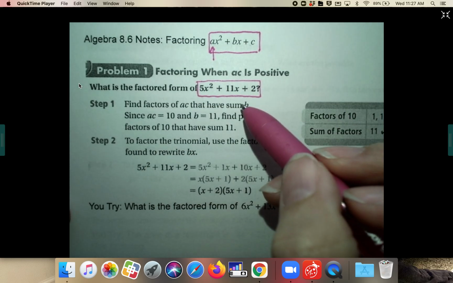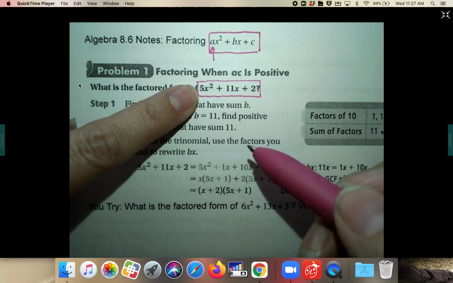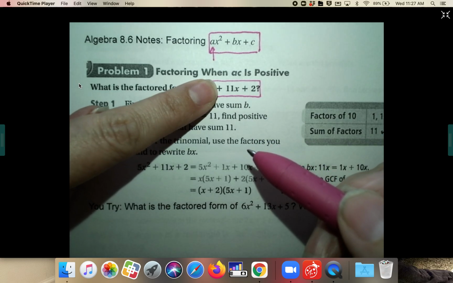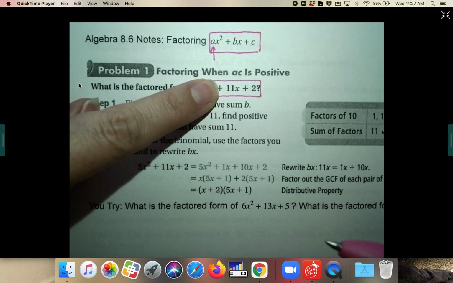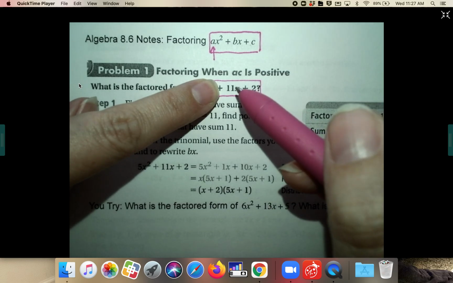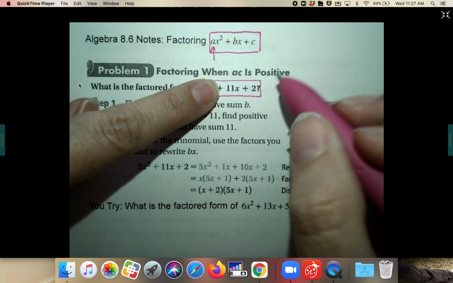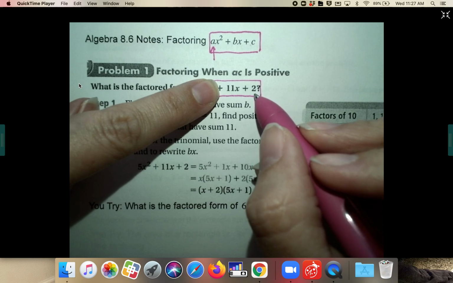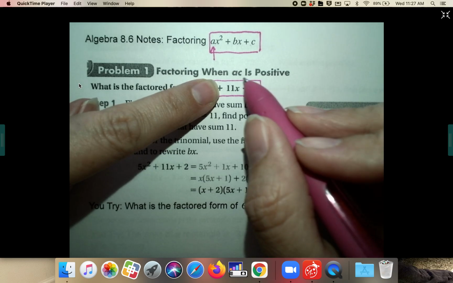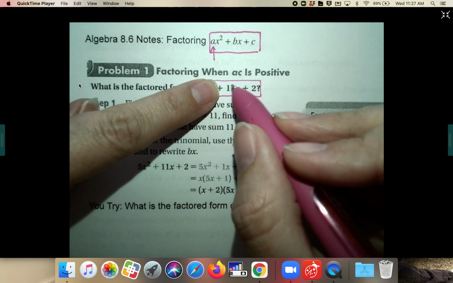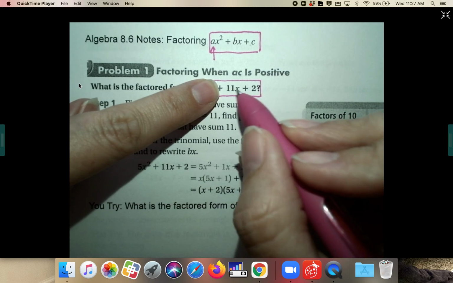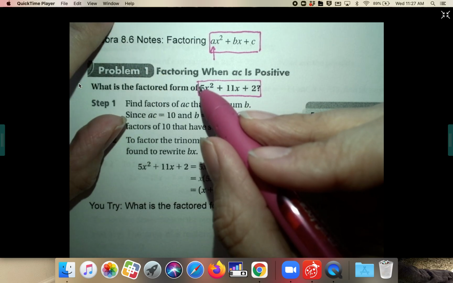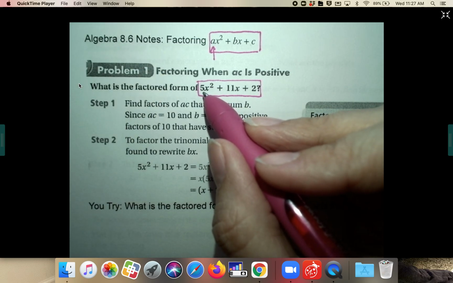If this was 8.5's lesson, we wouldn't even look at the first a term. We would have just said, what do we multiply to get 2 and add to get 11? And think about that. Is there anything you can multiply to get 2 that you can also use to add to make 11? No, because the only thing you can multiply to get 2 is 2 and 1. And 2 and 1 can never be made into 11 by adding. So the reason that doesn't work today is because we also have to take the 5 into consideration.